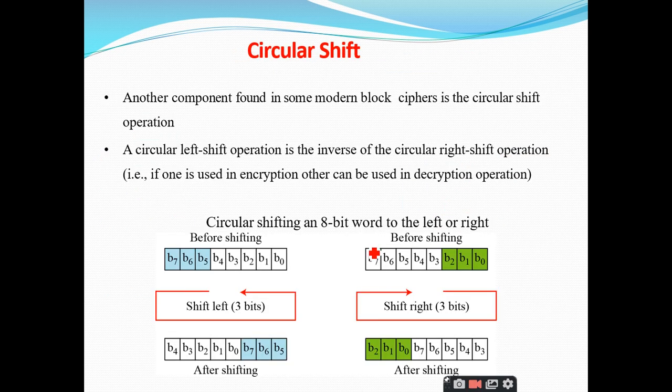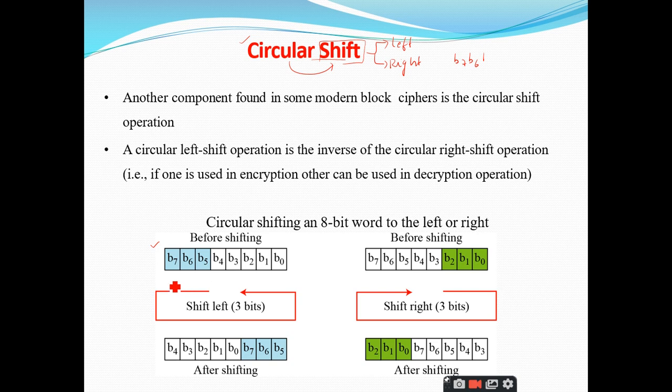So the next operation or component which we are going to discuss is the circular shift operation. What do you mean by shift? Again, we have two types of shift operations: one is the left shift and the other is the right shift. When it is a left shift, you have to shift n number of bits towards the left-hand side. So this is not a plain shift, this is a circular shift. For example, let us take this example.